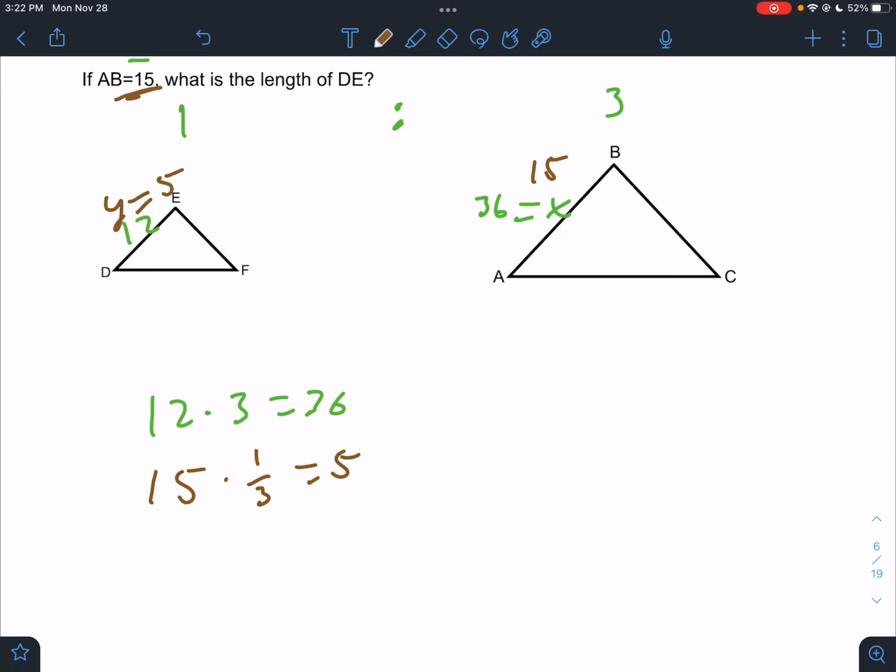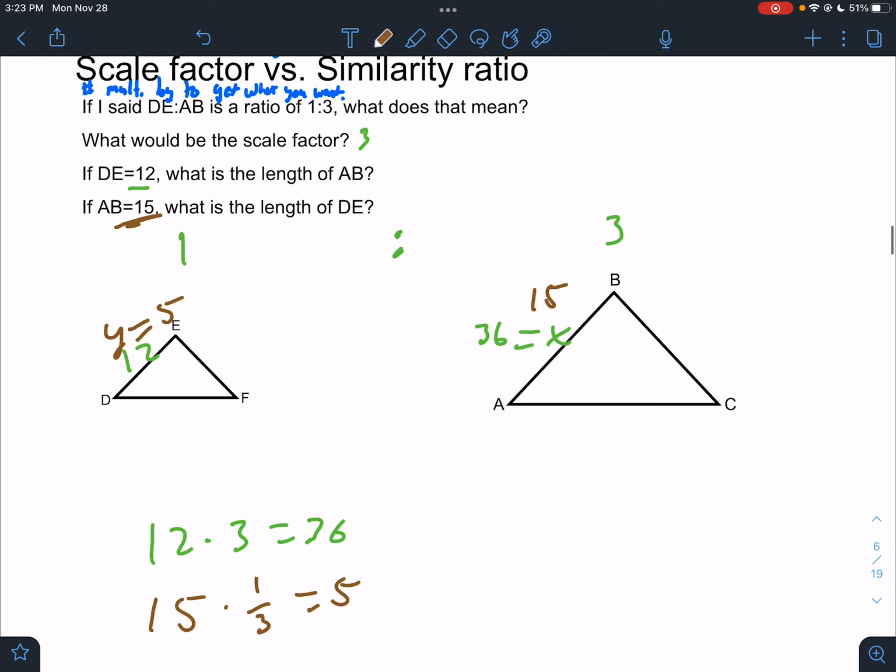So when solving in the brown scenario, the scale factor is 1/3, but in the green scenario, the scale factor is 3. It depends on what you want. It's a dynamic situation. That means it can change. It's not static. So depending on what you're looking for, the scale factor keeps changing. But scale factor is the number you multiply by to get what you want. Whereas a ratio is a little bit different. The bottom line is, can you solve the problem?